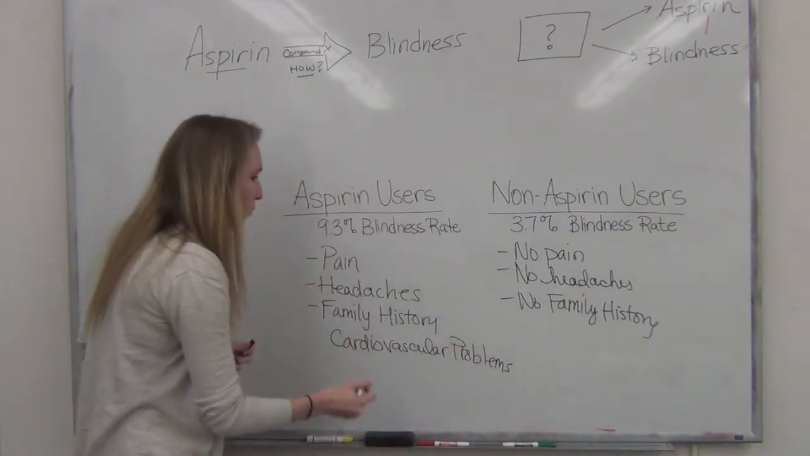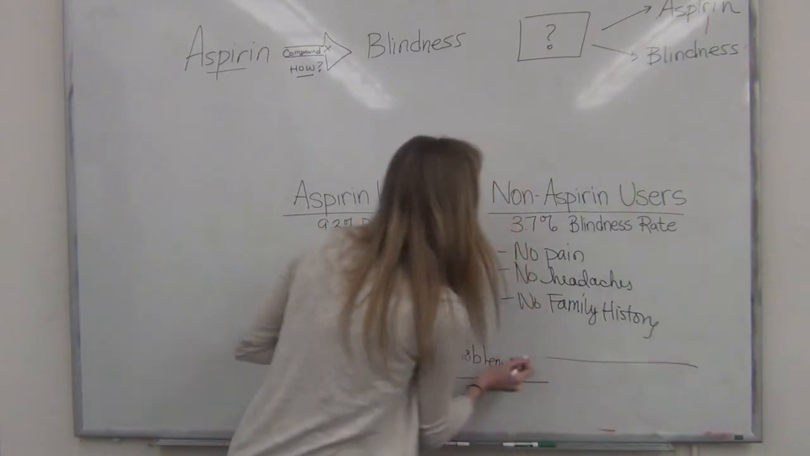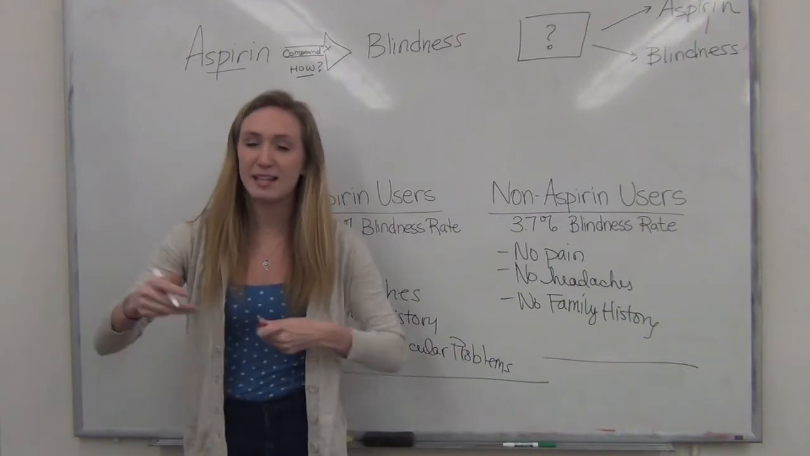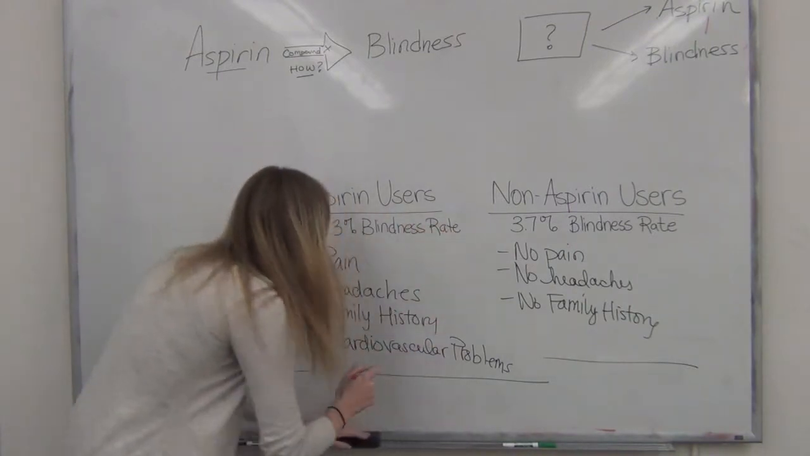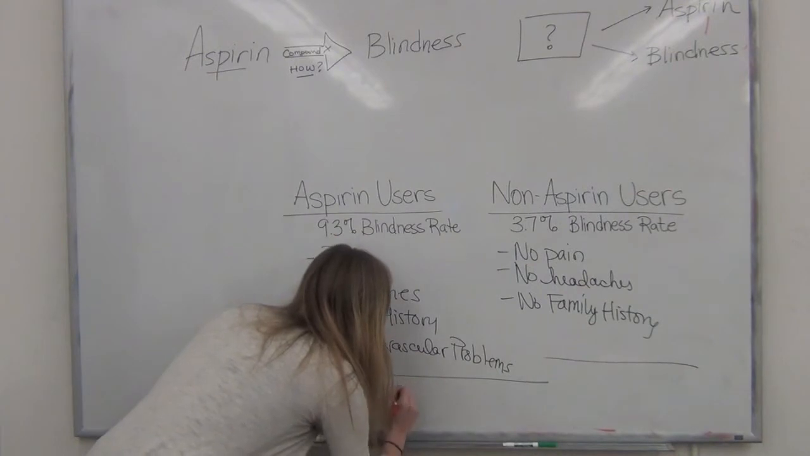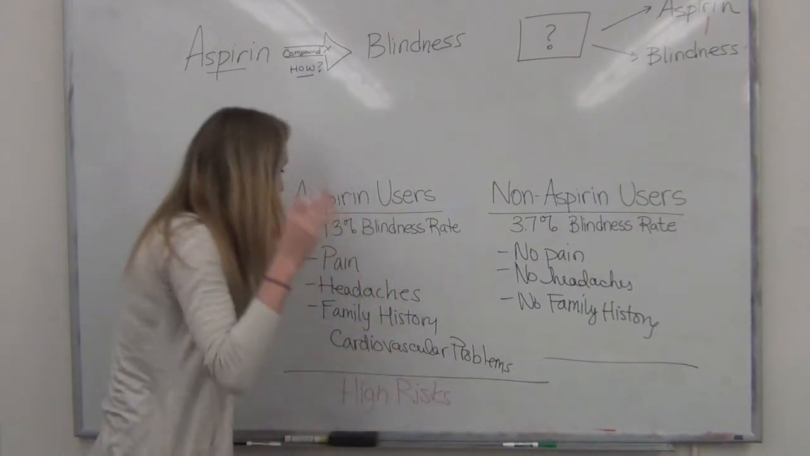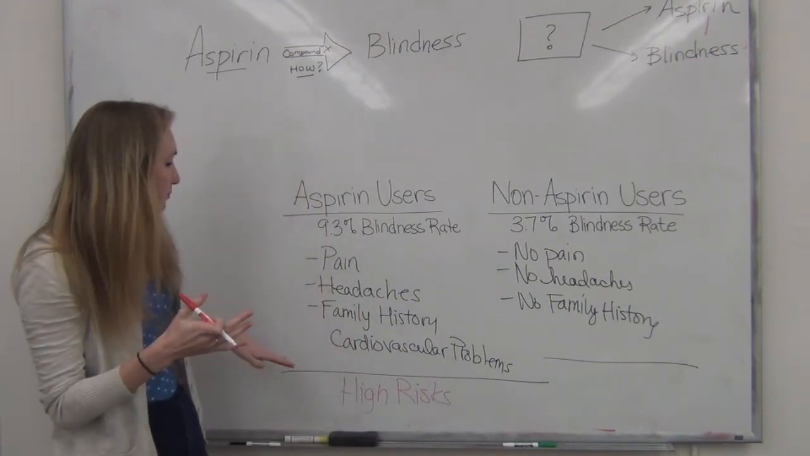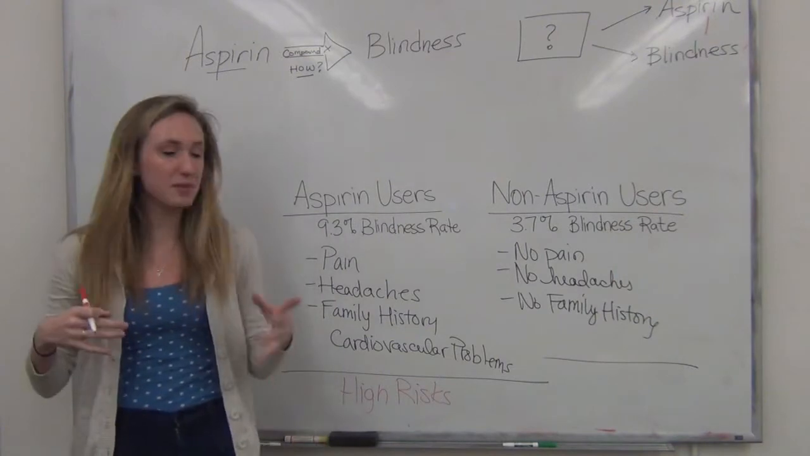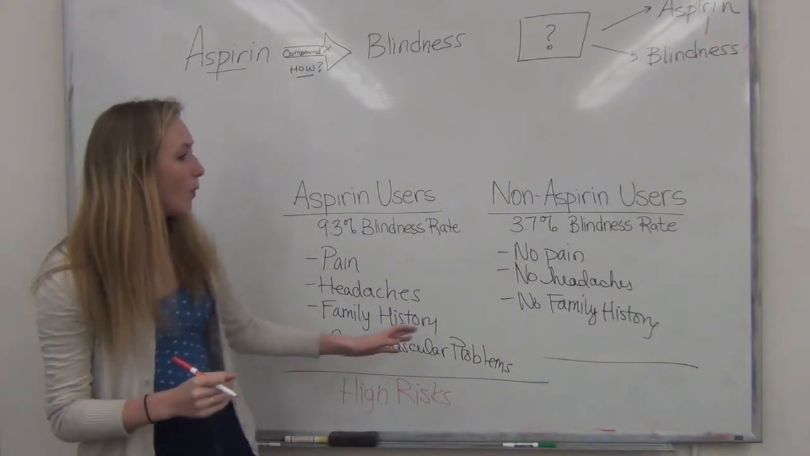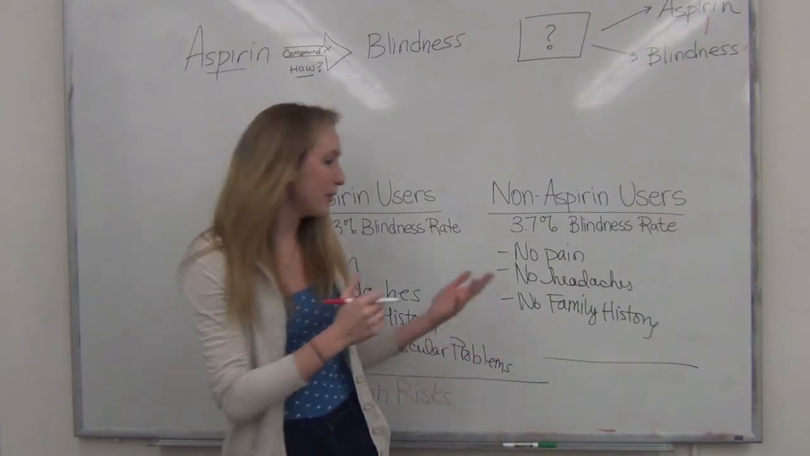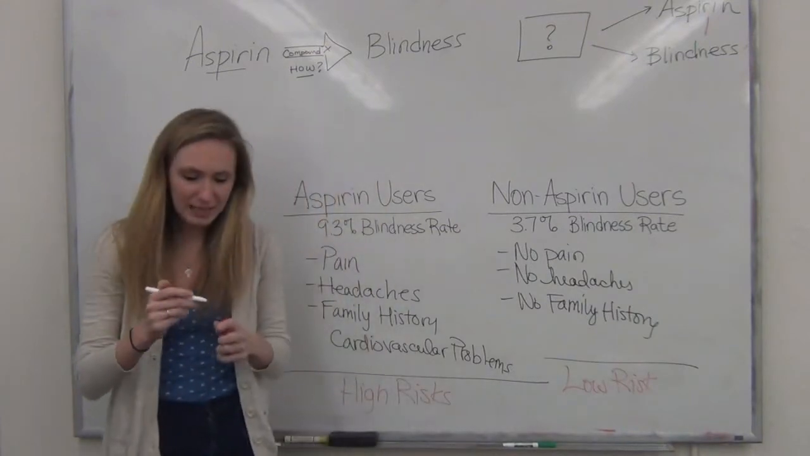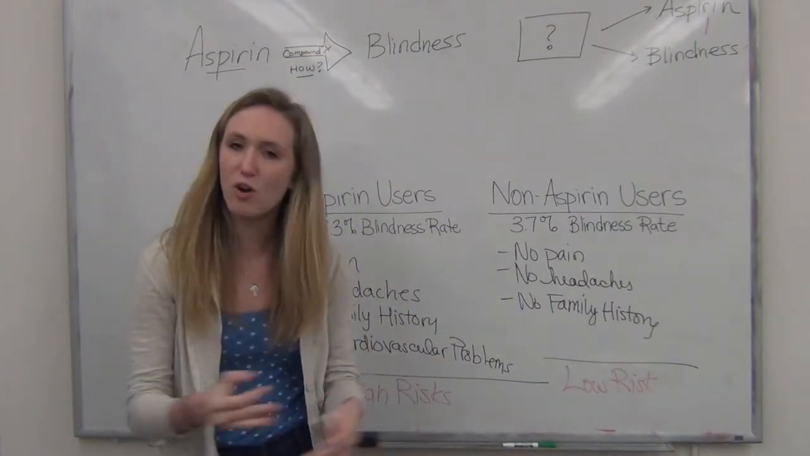So, let's come down to a baseline. I would categorize people who are aspirin users as a high risk pool. These are high risk patients. So people who have headaches, might already have some problems with their head, with their vision. People who have a family history with cardiovascular problems. So this is a higher risk pool. Well, people who don't take aspirin, I would consider lower risk to begin with. They don't have pain, they don't have ailments, they don't have a pre-existing condition, there's no family history.